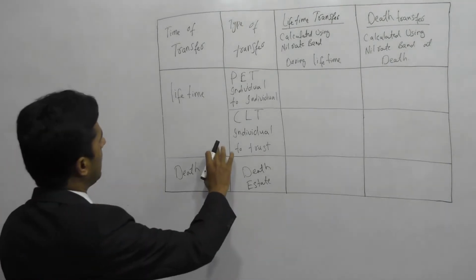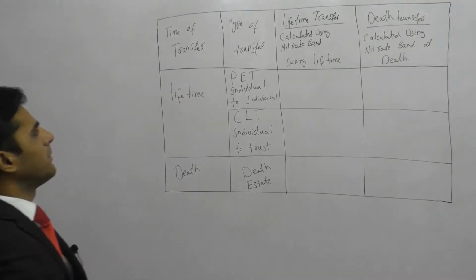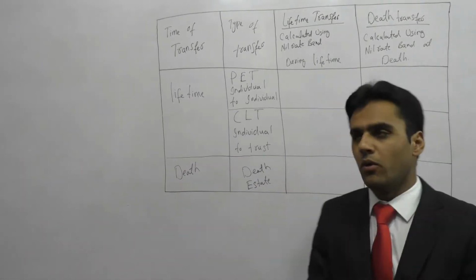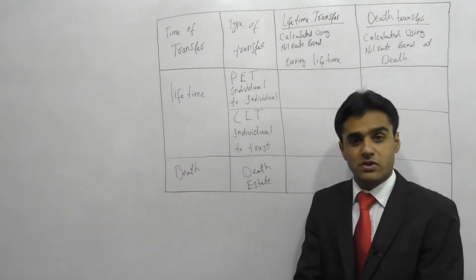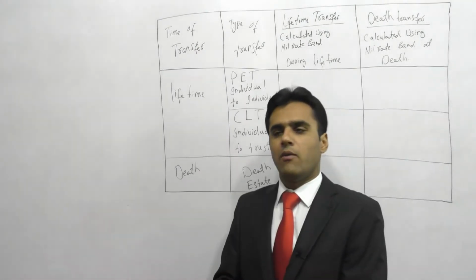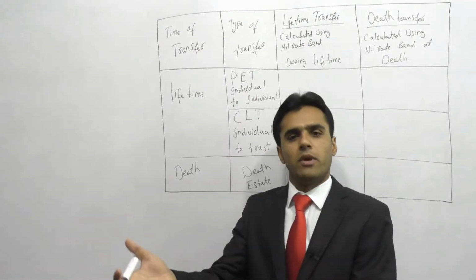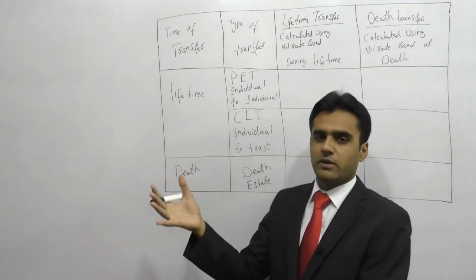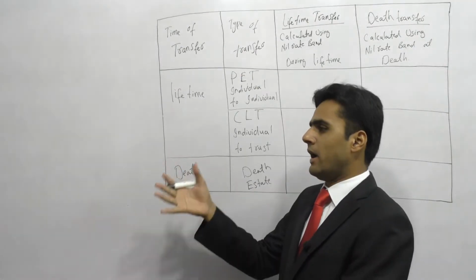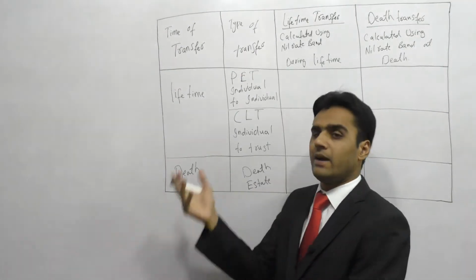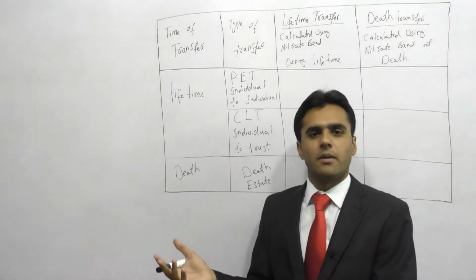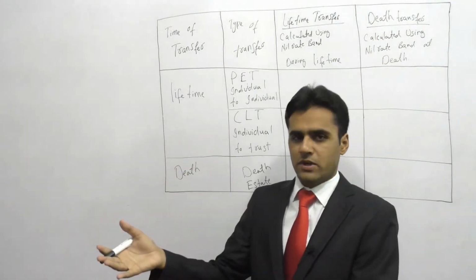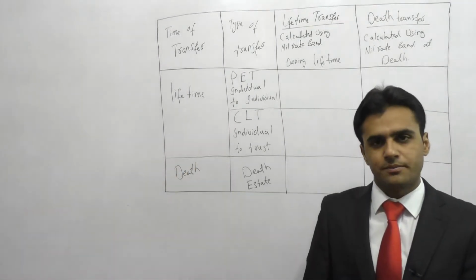So in this table, as you can see, I've written down the time of transfer. Now, at what time do we transfer an asset? We can either transfer an asset during our lifetime. I won't say myself, I won't say we, we will say someone, because we don't want to die, do we? So if someone transfers an asset, they can transfer at two different times. They can transfer during lifetime and they can transfer at death as well.